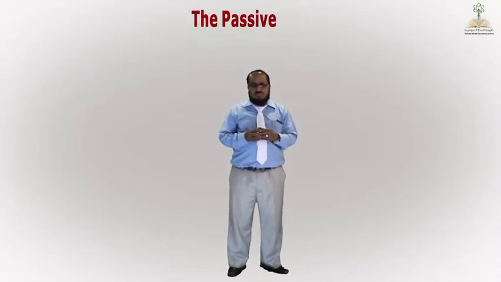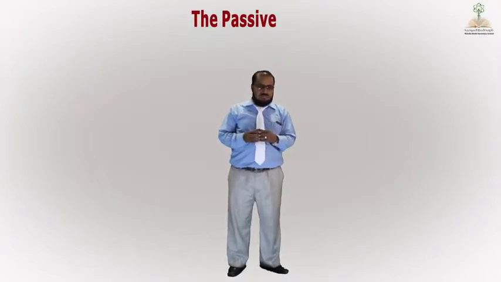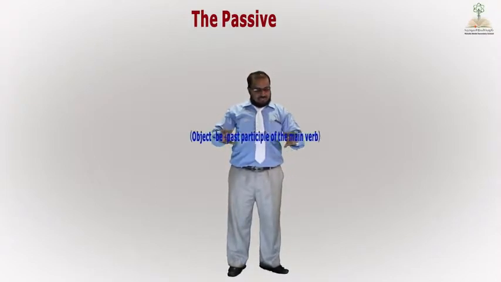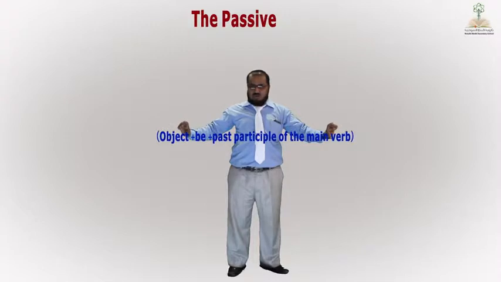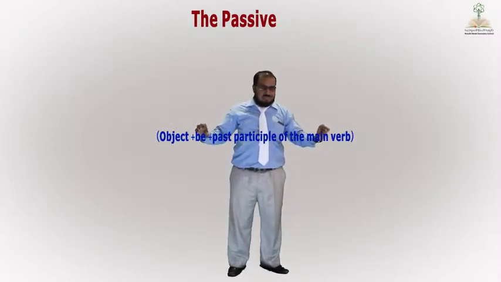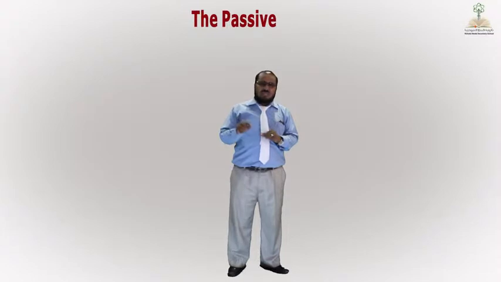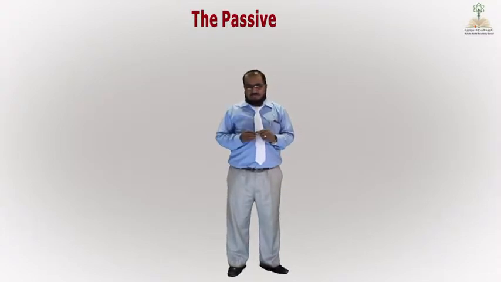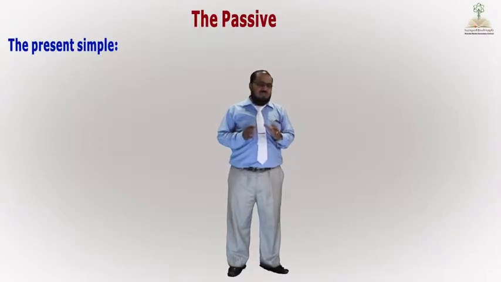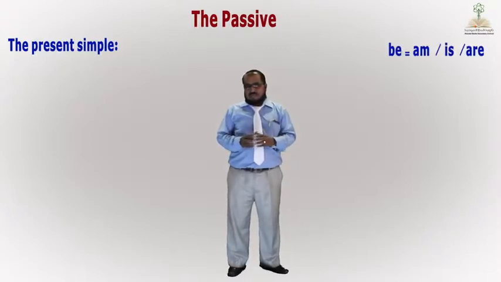What is the structure of the passive? How is it built? It is built in this structure: object, then verb to be, then the past participle of the main verb. Examples. Here we will start step by step. Let us start with the present simple. So the verb to be will be here: am, is, and are.